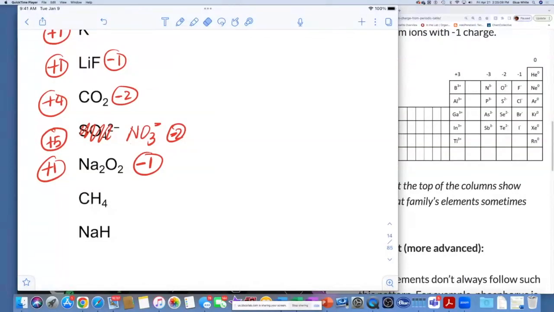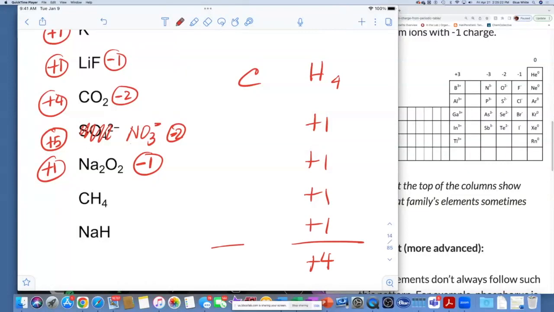Do we have a group 1 metal? No, we don't. So assign the hydrogen first. Each hydrogen has to be what? We have H4, C, plus 1, plus 1, plus 1, plus 1. So ends up being what? Plus 4. Each carbon has to be minus 4. So we have plus 1 for each hydrogen, minus 4 for each carbon.